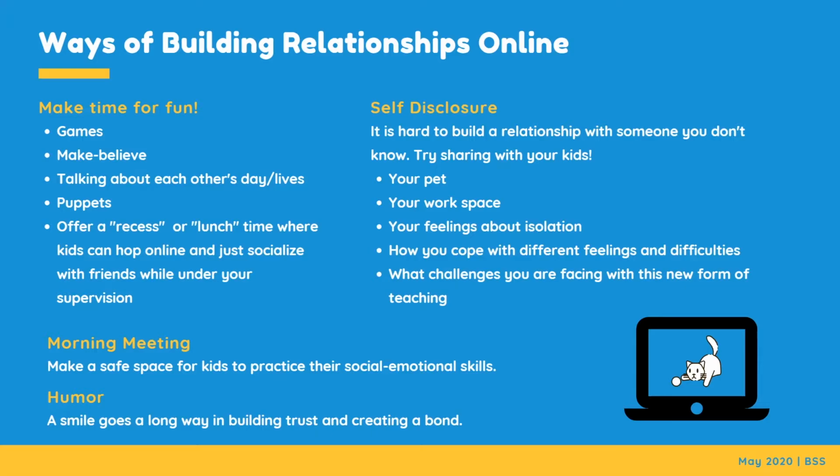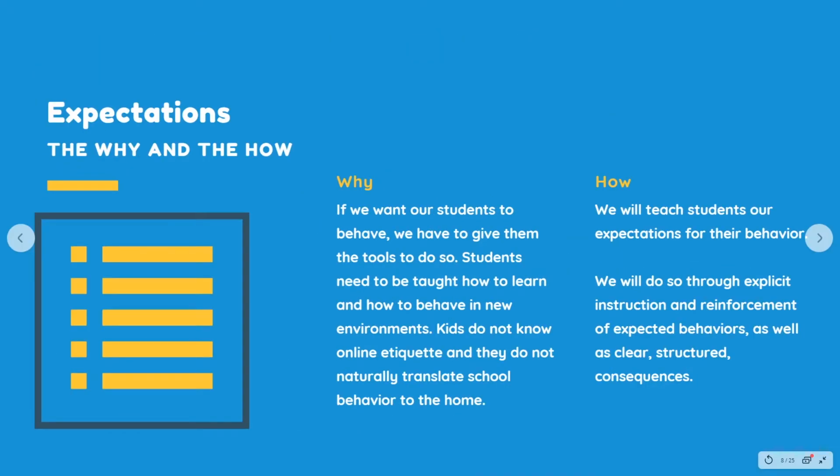And last, humor goes a long way in building trust and creating a bond. So whether that's sharing a funny cat video of the week, having joke time, or even using ridiculous filters for your Google Meet camera, anything that makes a kid smile will help them build a tighter bond with you and create more positive associations.